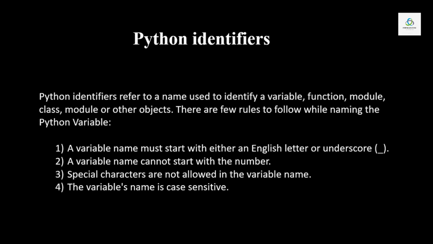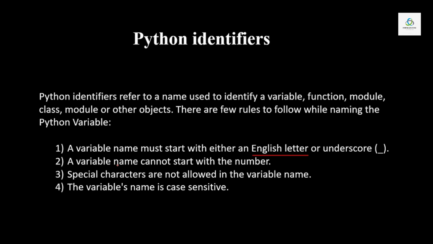So now let's have a look at what identifiers are in Python. Identifiers are also called variables. These are the names which are used to identify a variable, function, module, class, or other objects. Now there are certain rules which should be followed to declare an identifier. The first one is that a variable name must start with either an English letter or an underscore. This English letter consists of both lowercase as well as uppercase alphabets.